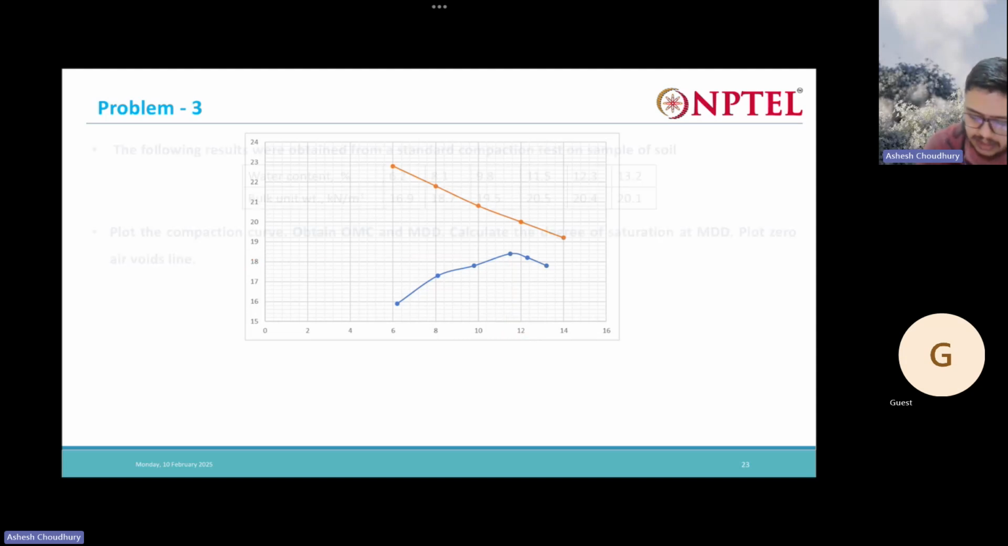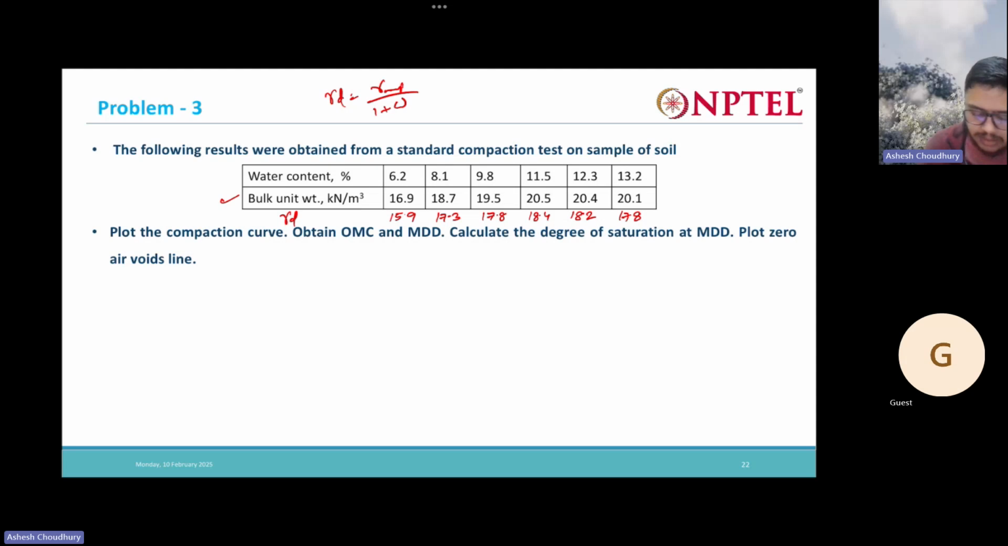Now it is asked to us to calculate the degree of saturation at the maximum dry density. Now let us write the relation for the dry density.